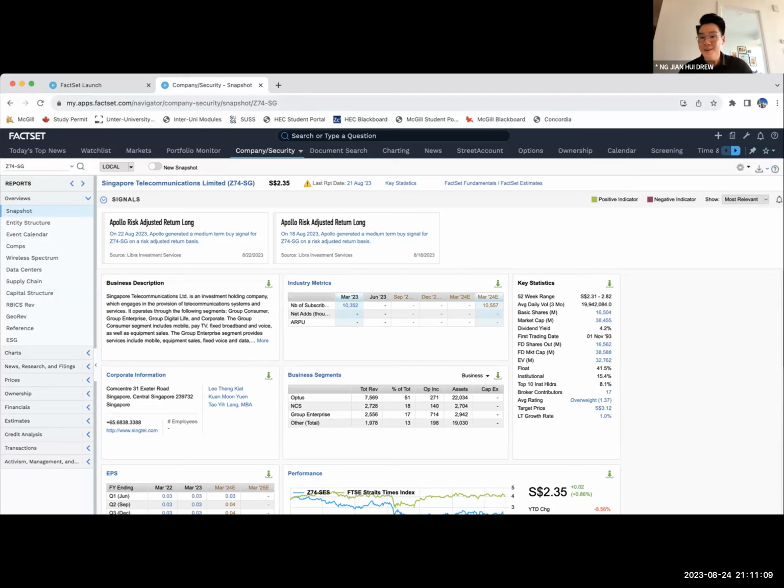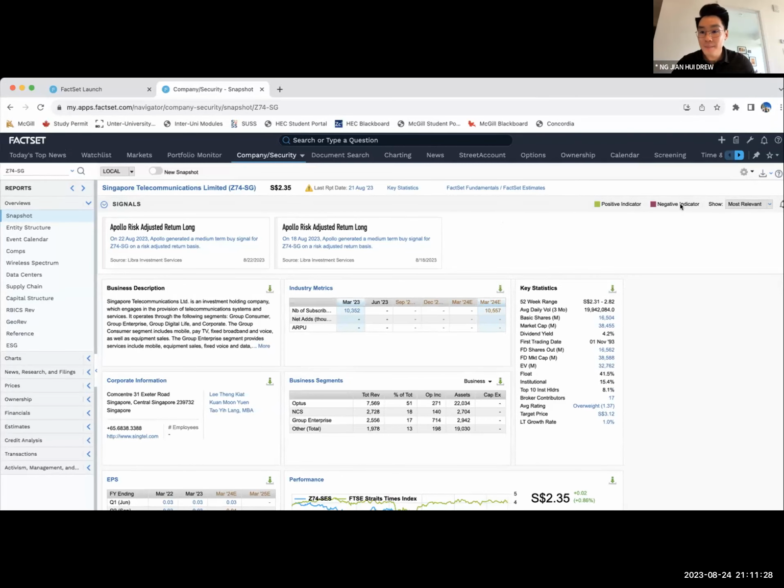All right, welcome back. I'd like to just quickly show you FactSet before we jump back into time value of money, which counts as a recap actually. So let's look at FactSet. For those who are using it the first time, this is FactSet.